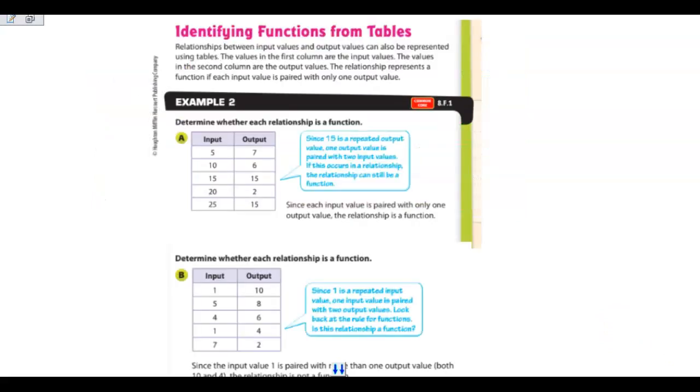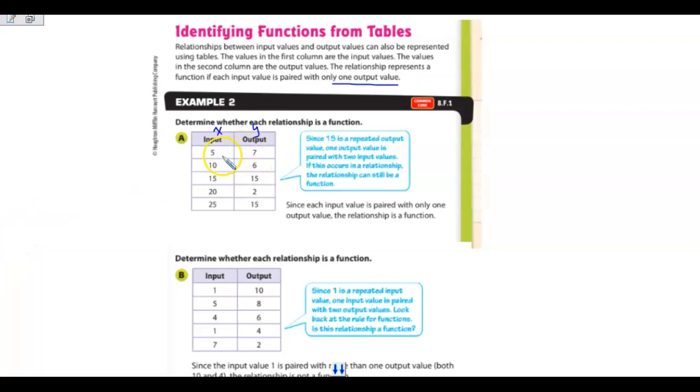We can also look at tables to determine if there's a function or not. Relationships between input values and output values can be represented using tables. The values in the first column are the input values. Those are your x values. And the values in the second column are your output values or your y values. Okay. The relationship represents a function if each input value is paired with only one output value.